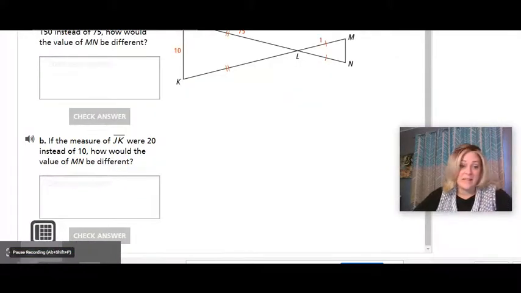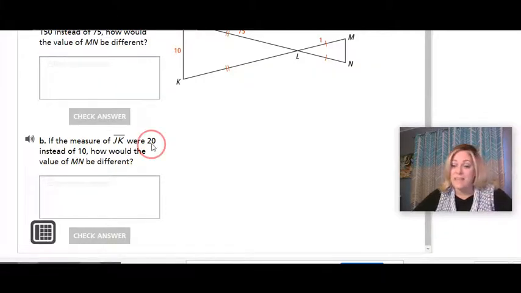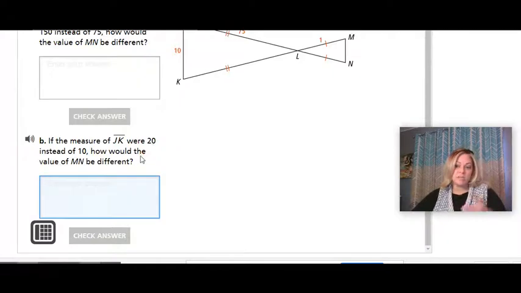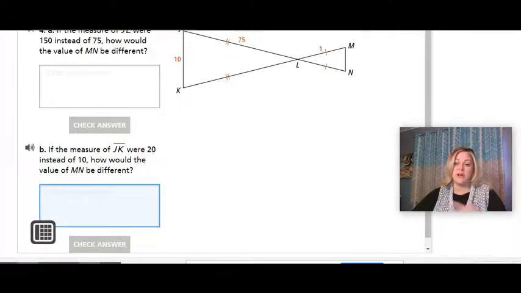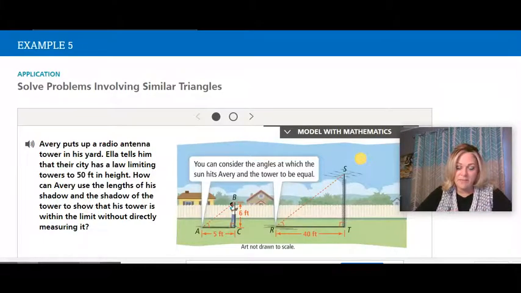And part B, again, has another change. JL, we're 20 instead of 10. How would that make a difference? So it's basically changing measurements within the problem and trying to figure out how that affects the problem and the final answer. I love these problems, these similar triangles.